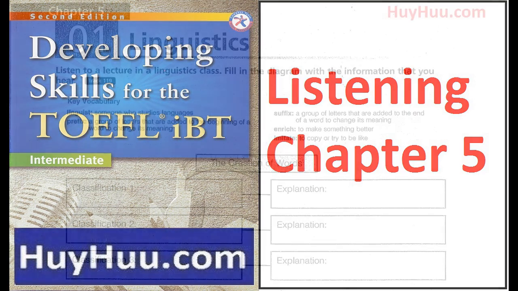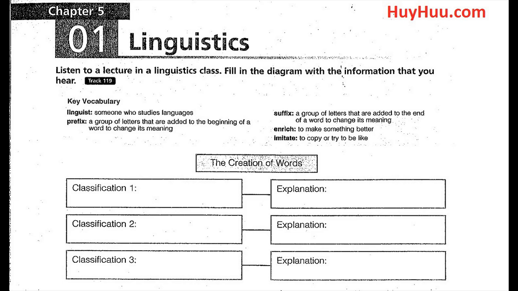Chapter 5. 1. Linguistics. Listen to a lecture in a linguistics class. Fill in the diagram with the information that you hear.